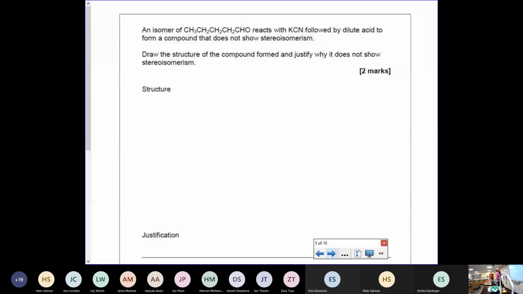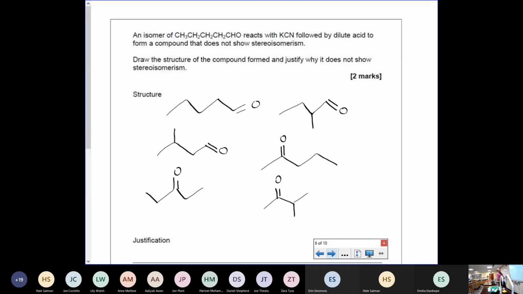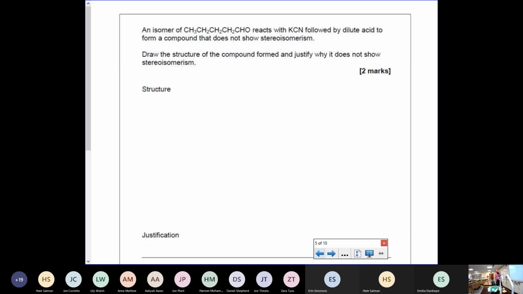So again, we've got something similar. Have we got the same one? Yes, we have. Right, coming back again. This one's now about an isomer of pentanal. So there's pentanal. This one's also going to do that reaction with KCN followed by dilute acid. And this time we get a product that doesn't show stereoisomerism. It doesn't produce a racemic mixture. It just produces one product which is not optically active. So what we need to do is think about the structure of that compound and why it doesn't show stereoisomerism.